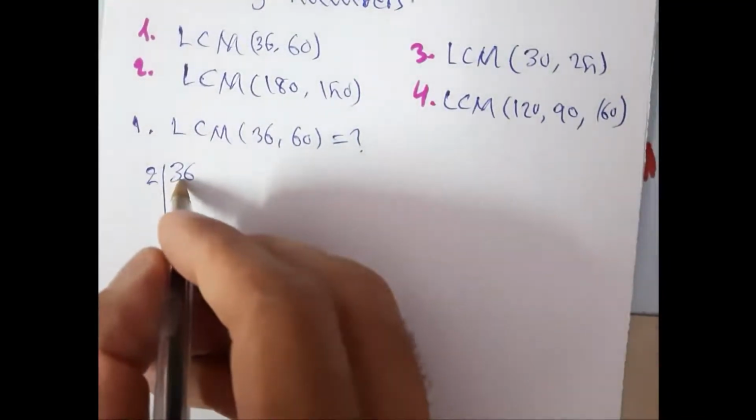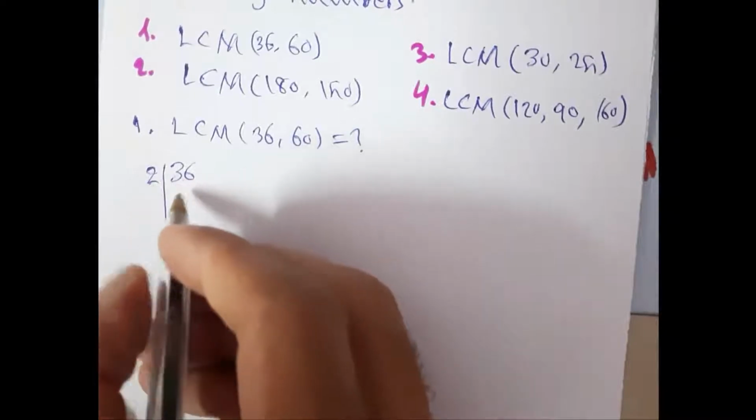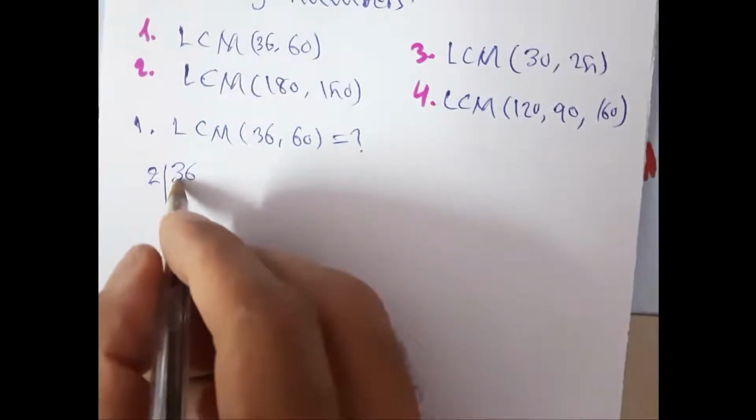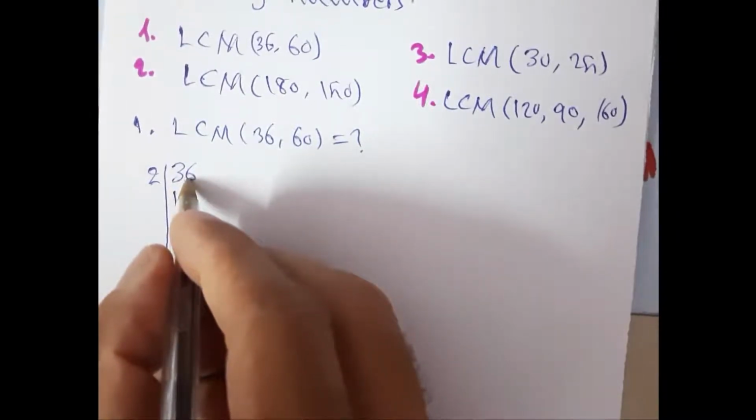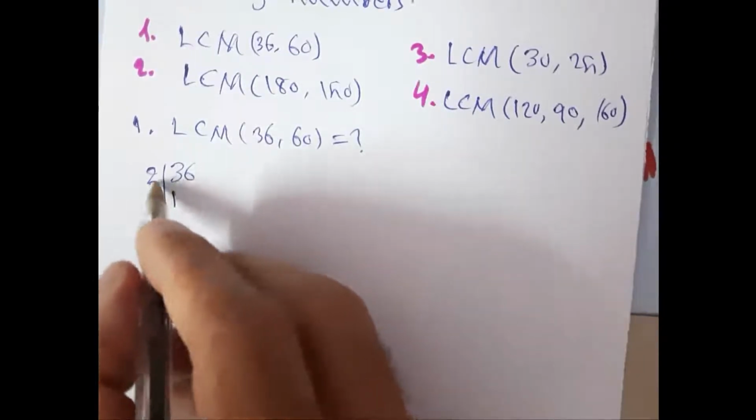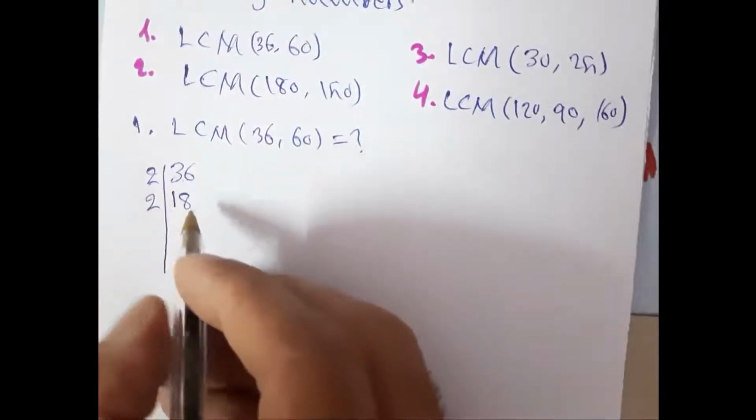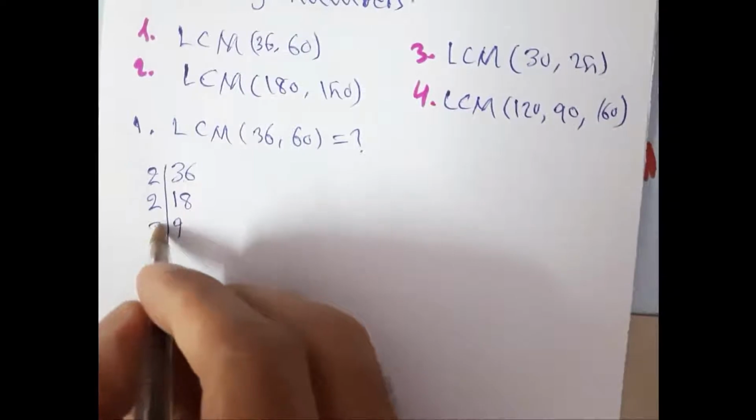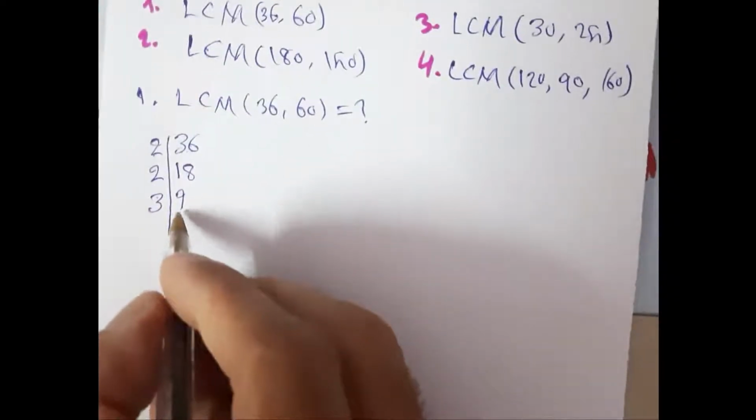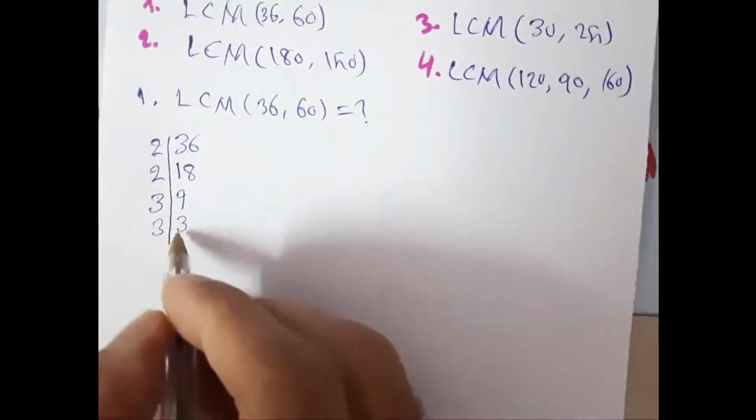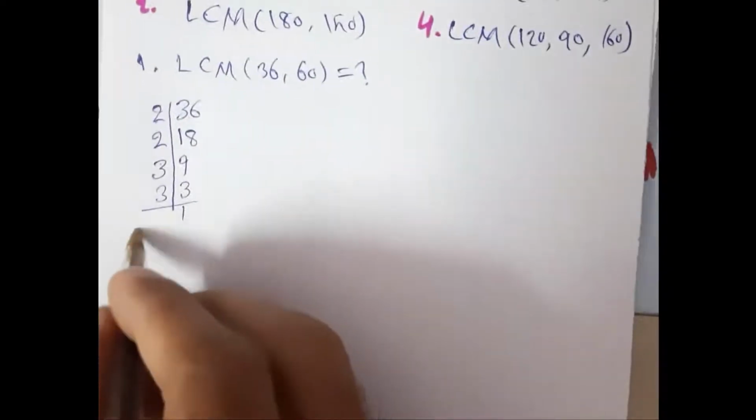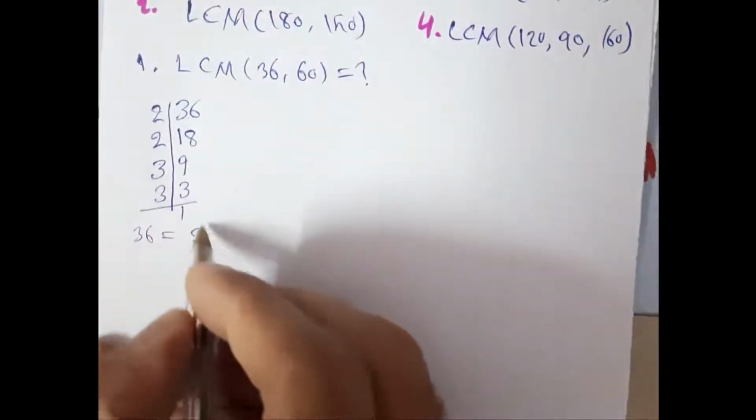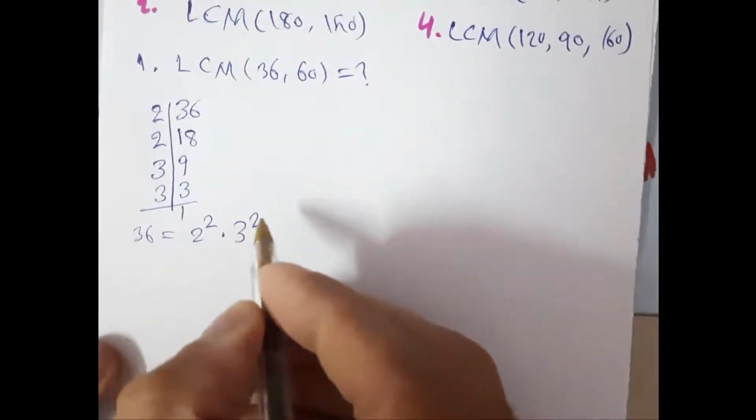here we divide 36 by 2. The result is 18. 18 divided by 2 is 9. Now 9 is divisible by 3. 9 divided by 3 is 3, 3 divided by 3 is 1. Actually 36 is equal to 2 to the power 2 times 3 to the power 2.